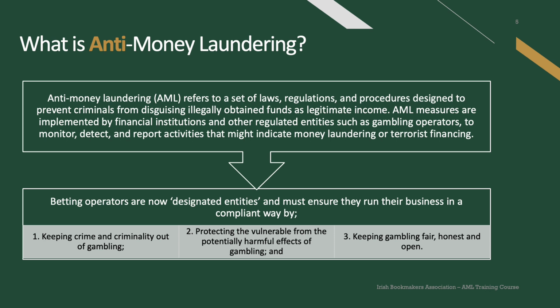So, we have discussed money laundering. Now, let's take a look at anti-money laundering and what it means. Anti-money laundering, or AML in short, refers to a set of laws, regulations, and procedures designed to prevent criminals from disguising illegally obtained funds as legitimate income. AML measures are implemented by financial institutions, gambling operators, and other regulated entities to monitor, detect, and report activities that might indicate money laundering or terrorist financing. As gambling operators are now designated entities, this means they must ensure that they run their business in a way that keeps crime and criminality out of gambling.